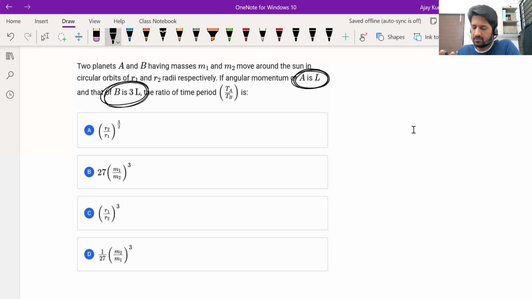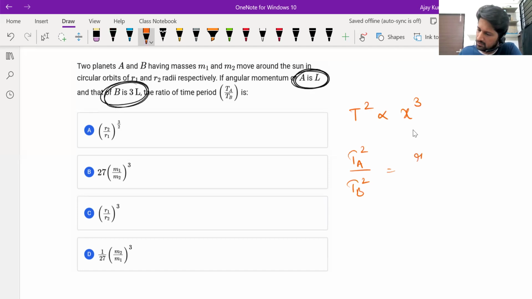See, it is given in the question that the planet is going around the sun in a circular orbit. So the equations and all will be similar to a satellite going around a planet in circular orbit. And when a satellite goes around a planet, we know T square is proportional to x cube. So Ta square by Tb square can be written as the radius in which A is revolving, that is r1 cube divided by r2 cube. So Ta by Tb, if you take square root on both sides, it becomes r1 by r2 whole power 3 by 2.